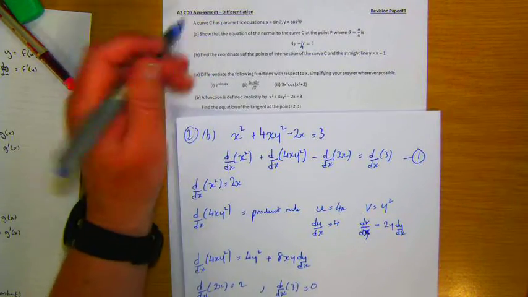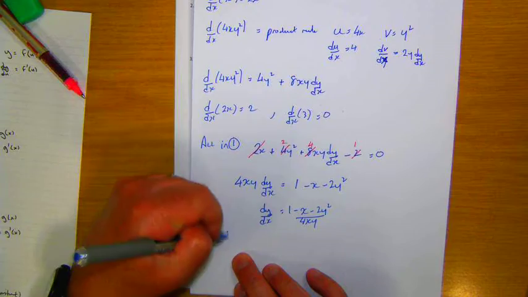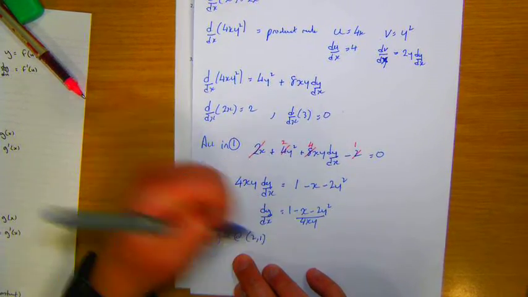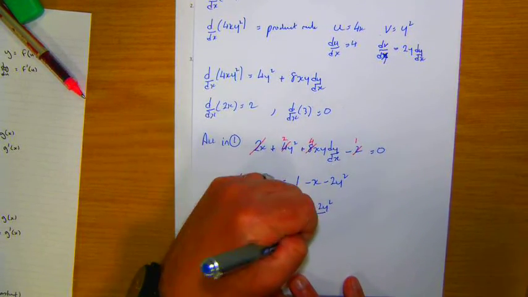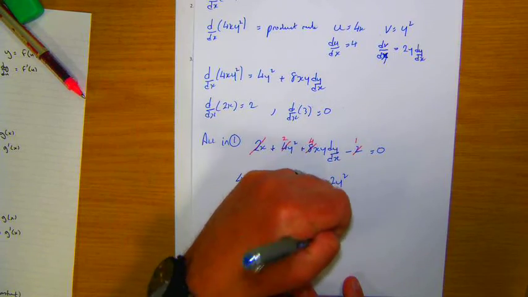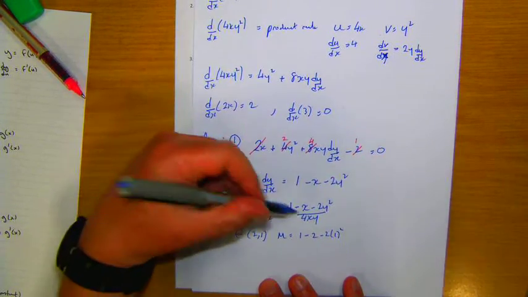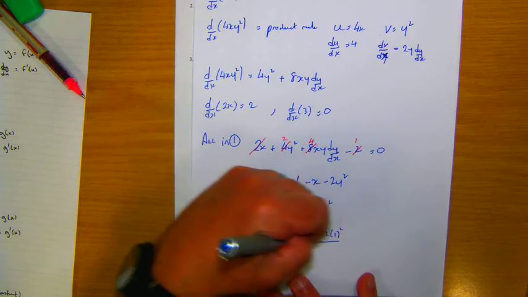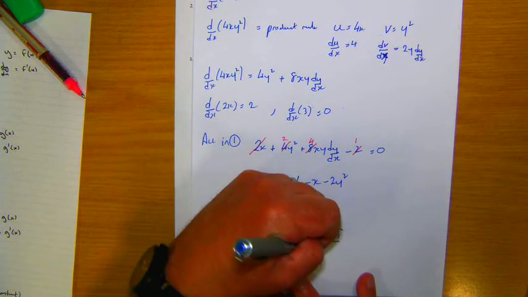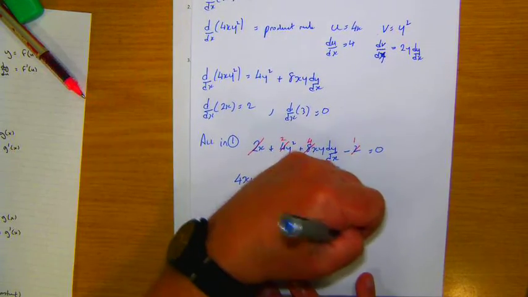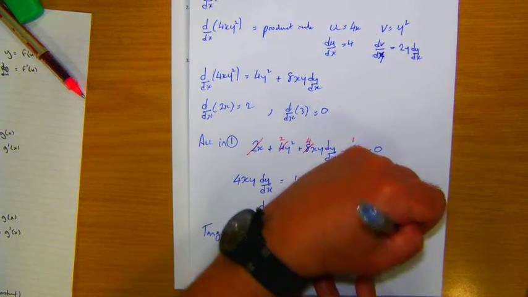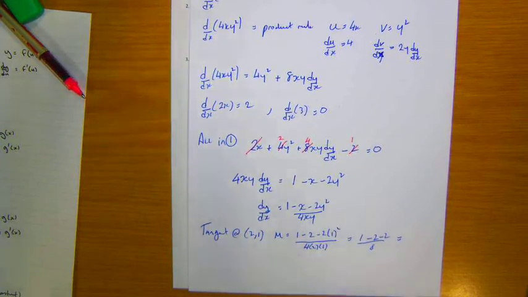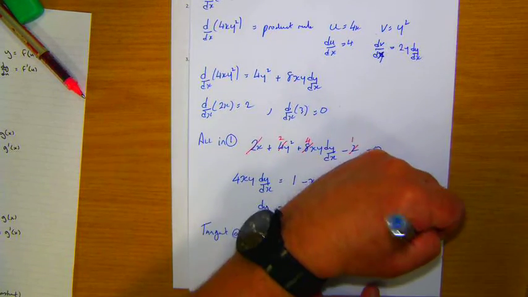So I now want the equation of the tangent at 2, 1. So tangent at 2, 1. I need the gradient. So x is 2, y is 1, so 1 minus 2 over 4 times 2 times 1, over 8, equals 1 minus 4, minus 3 over 8.